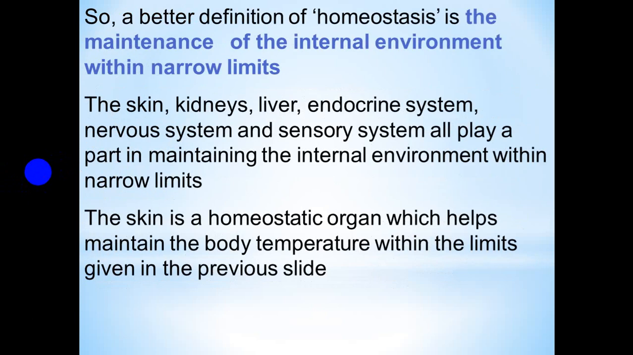So, a better definition of homeostasis: homeostasis is the maintenance of the internal environment within narrow limits. التعريف الأفضل للـ homeostasis هو الحفاظ على الظروف الداخلية ضمن narrow limits. The skin, kidneys, liver, endocrine system, nervous system, and sensory systems all play a part in maintaining the internal environment within narrow limits.